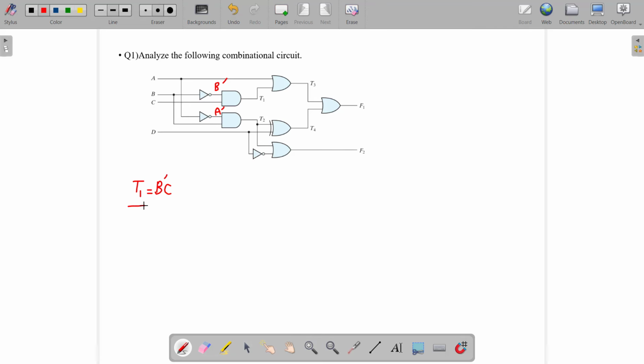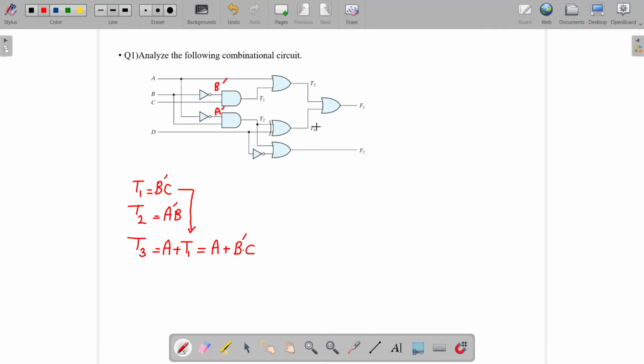So it means that T2 is equal to A prime B. So what about the T3? T3 is A or T1. So instead of T1, if we write B prime C, we will have A or B prime C.